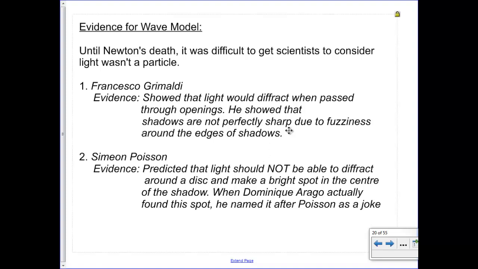When he looked really closely at shadows, he discovered they weren't perfectly sharp. They were kind of fuzzy along the edges, which maybe shows that light has the ability to move a little bit around. I don't actually know how to pronounce his name. Poisson. I don't know. I think he's French. He thought that light should not be able to diffract around a disk, but a guy later actually discovered this and named it after the first guy as a joke.